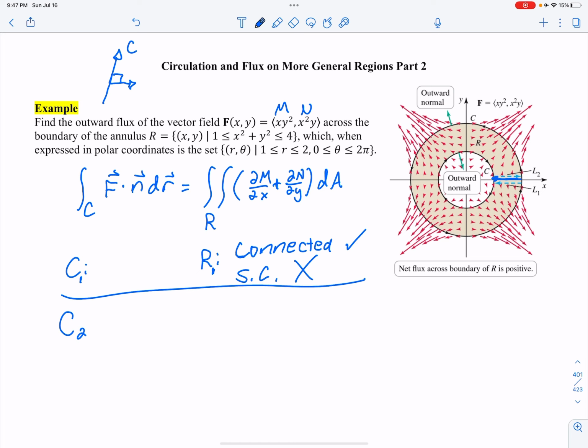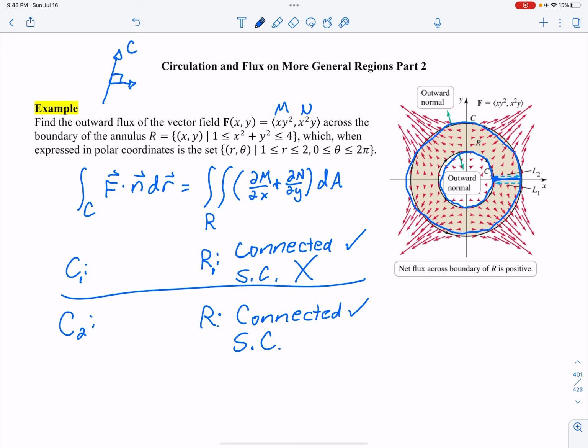So if we started right here and went counterclockwise around the circle, and then we go back over this line, and we go underneath and come back around to that, that would actually satisfy our R regions if I do that and break it up. It is still connected. Two points, I can connect them in R. That's not too hard to satisfy.